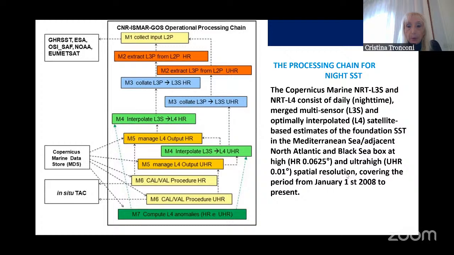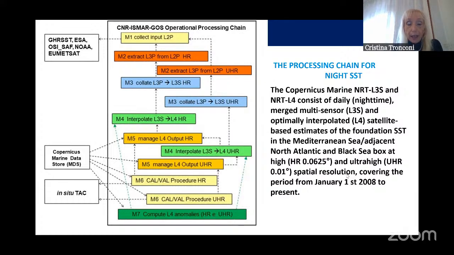Okay, the processing chain for night SST, for instance, is described inside the PUM. In the PUM, you can find how we produce all our data, the quality, and all the information. Regarding the processing chain, as you can see, it is made in a modular way, and each module has a sequence. For each processing chain we start from the collection of the input data, which could be L2P for night or L3C data.